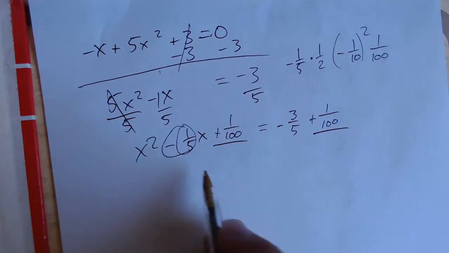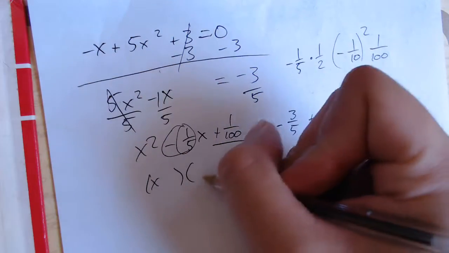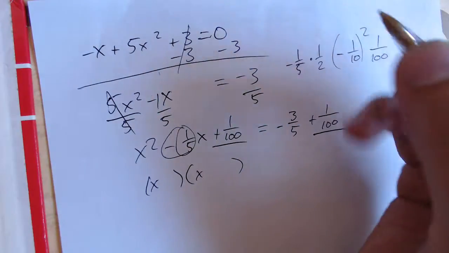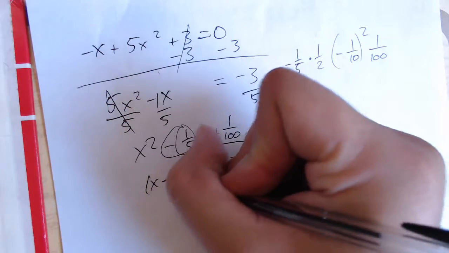From there, this can now be factored, and it's going to factor into x minus 1/10 on each side.